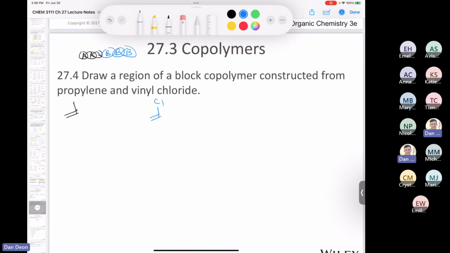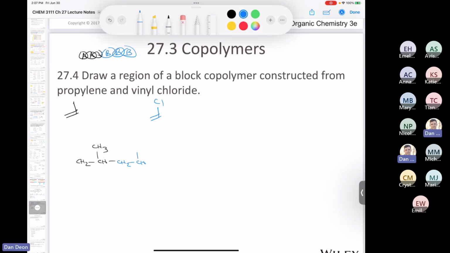And of course, if you've already done this at home and you're like, well, I put 5 in a row and then another 5, that's fine too. I take no exception to that whatsoever. So let's pencil this in here. We'll start with the propylene. So we're going to have a methylene and then a methine with a methyl. And that's attached to our vinyl chloride.